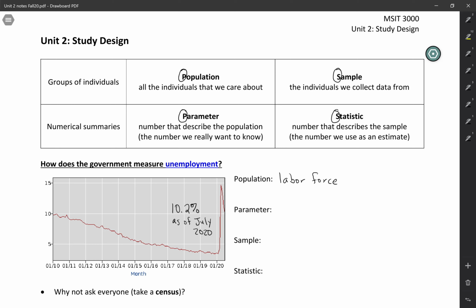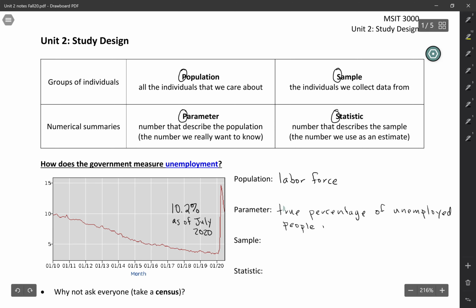The parameter, that's a number that describes the population. So in this case, we would be looking at the true percentage of unemployed people in the population. Right, the parameter is always going to be a number that describes the population. And I guess I'll be more specific here: since the population is the labor force, the true percentage of unemployed people in the labor force.